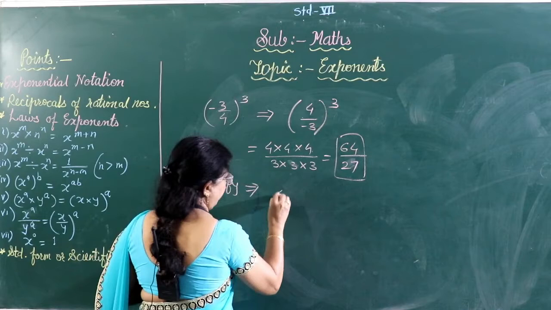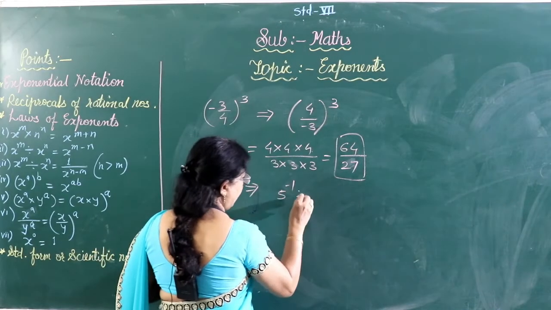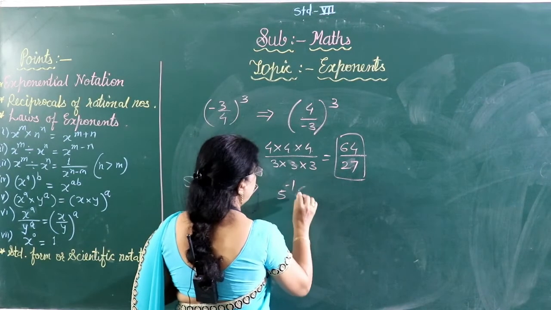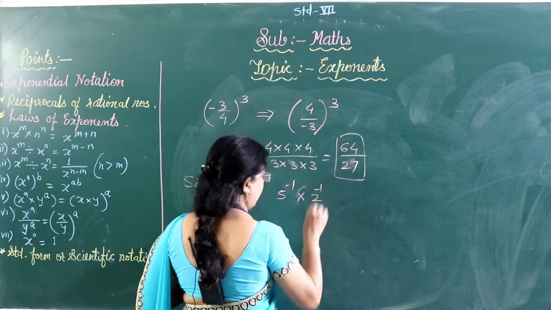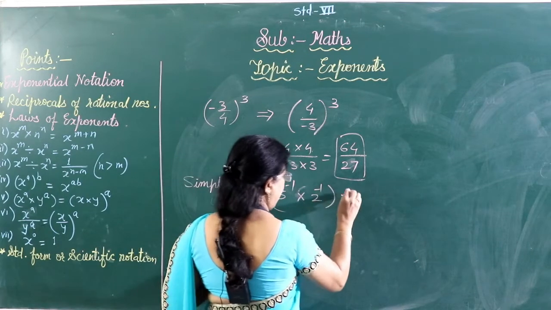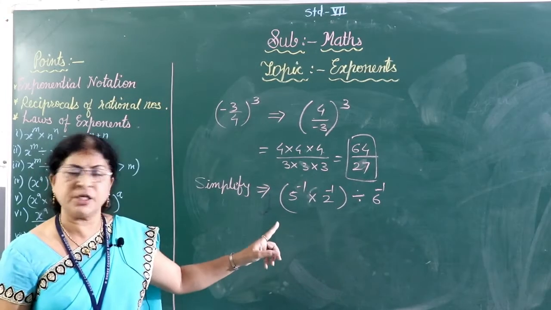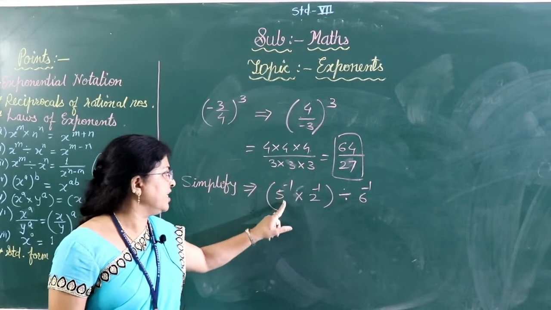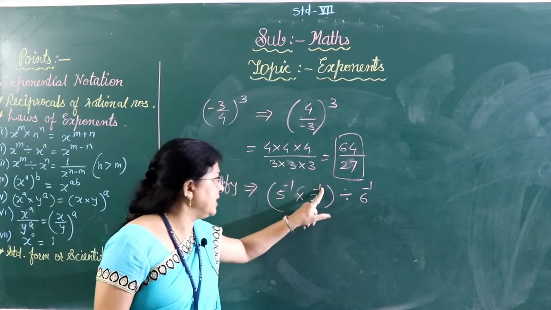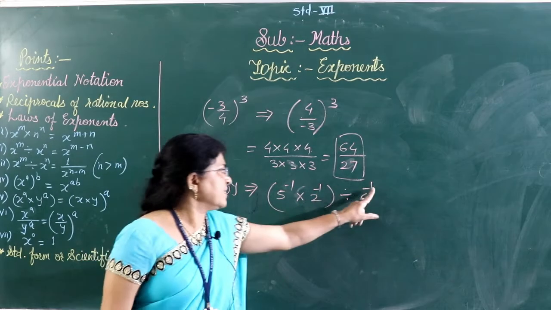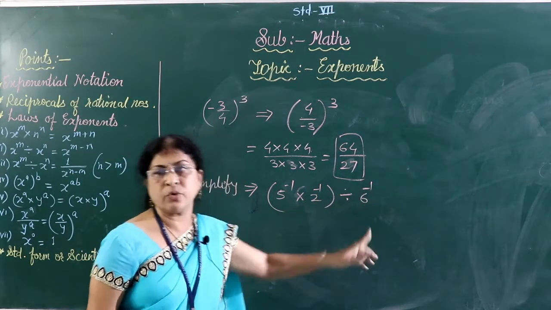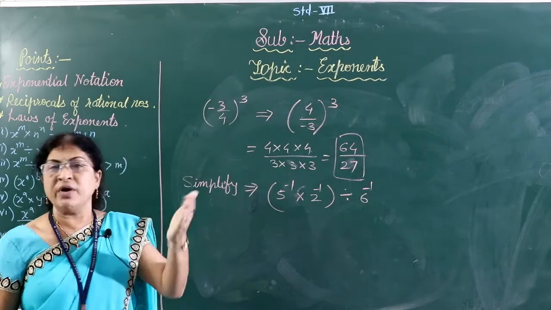Okay, 5 inverse divided by or multiplied by 2 inverse and divided by 6 inverse, right? Inverse and multiplication reciprocal is same. This indicates inverse of 5. This sign indicates inverse of 2. This sign indicates inverse of 6. So whenever inverse comes, we will write 1 upon.